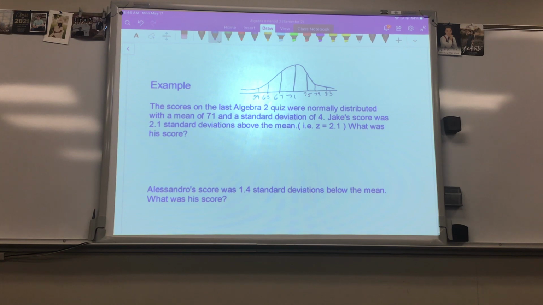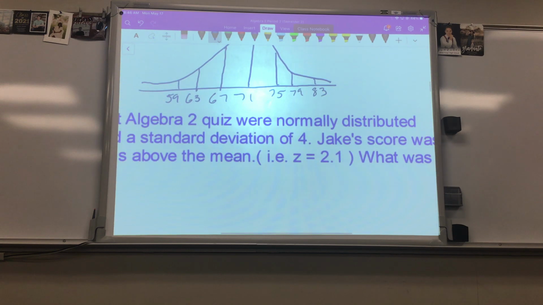Now, Jake was 2.1 above, correct? 1, 2. So right about there is where Jake is, right? So what's a range that you could expect Jake to have gotten? What two values would he be between for his score? 79 and 83. Okay, and since it's 2.1, it's probably closer to that 79, right? So that's what we're looking for. What's the actual score that he got?